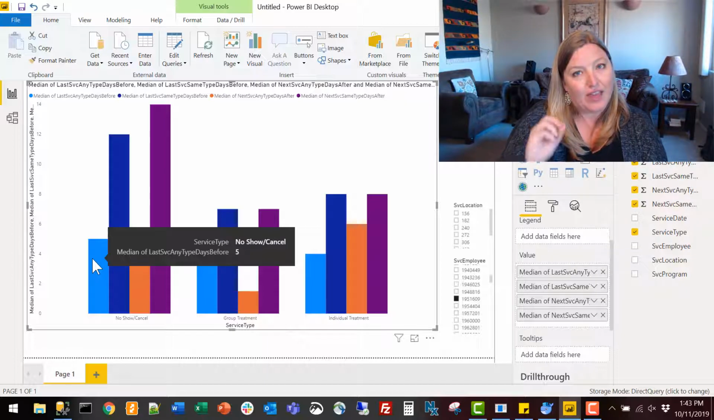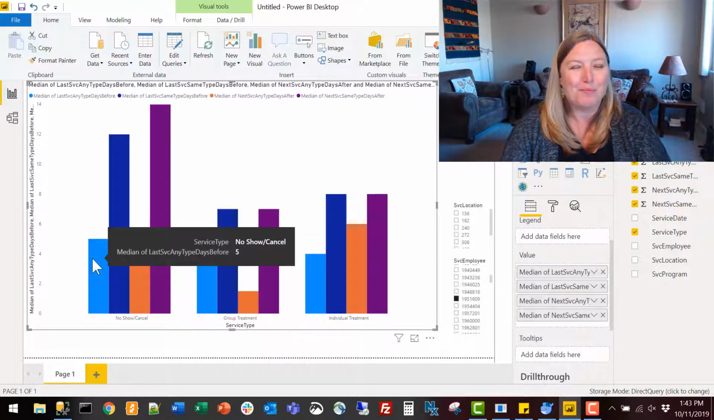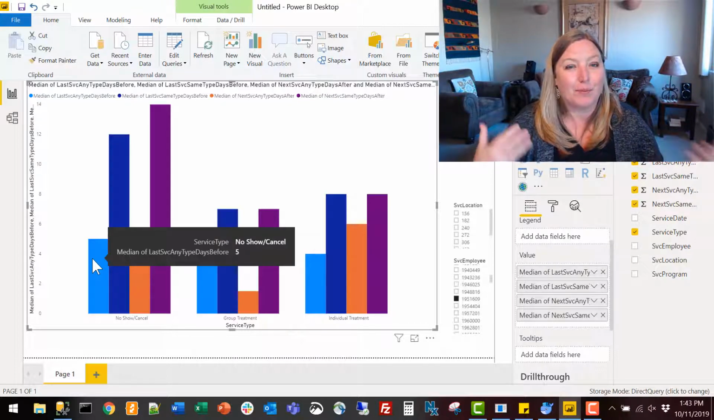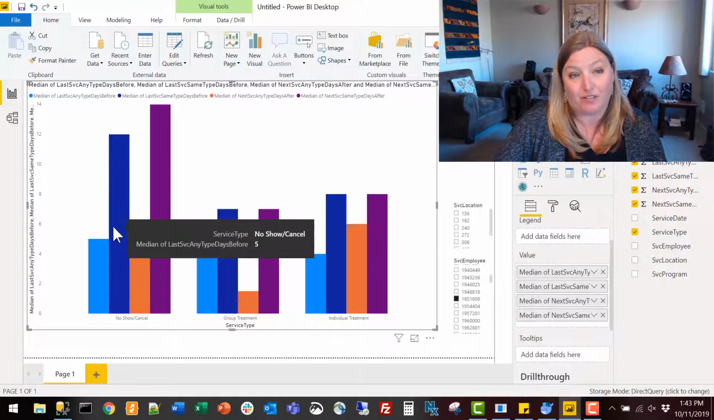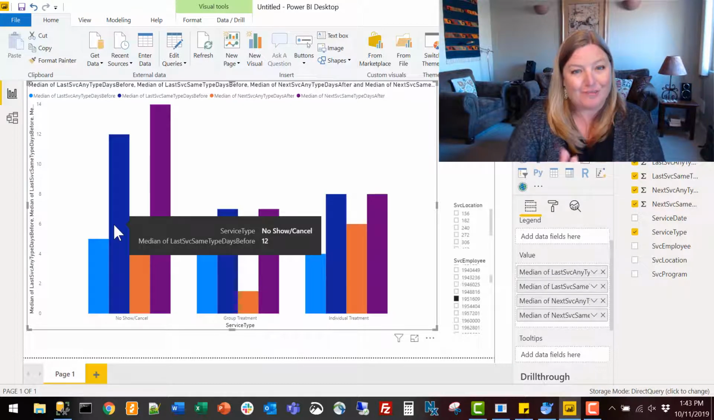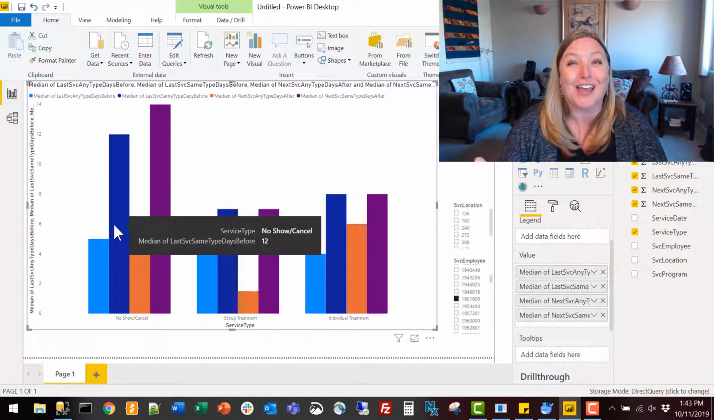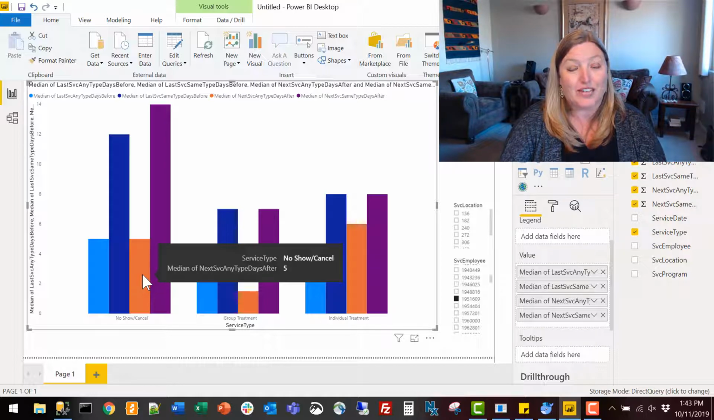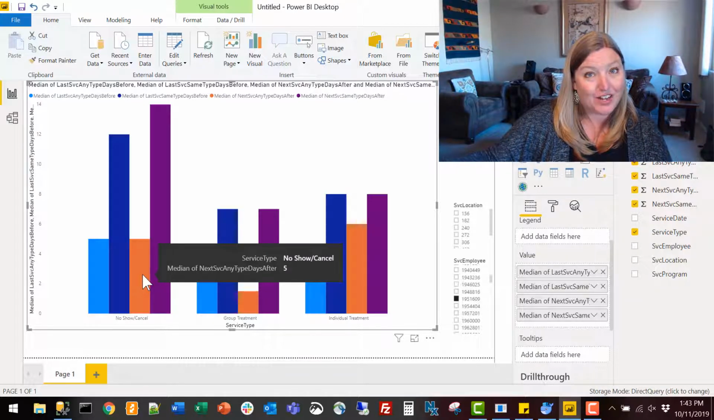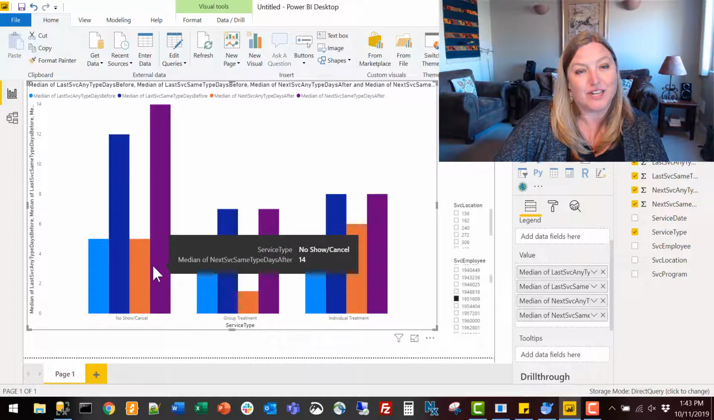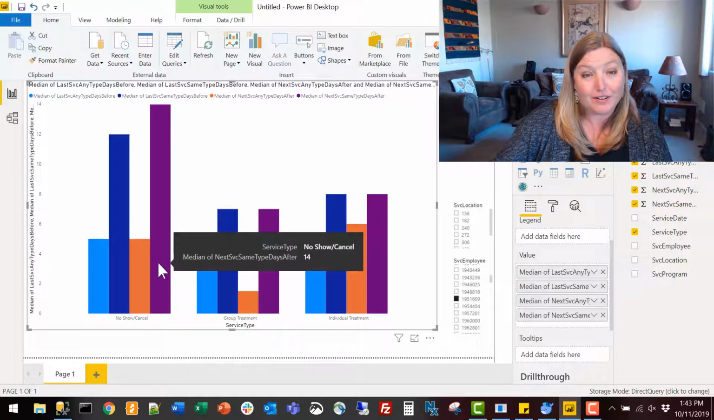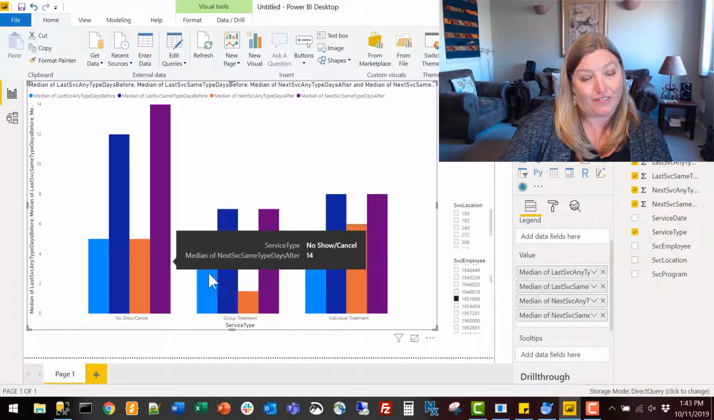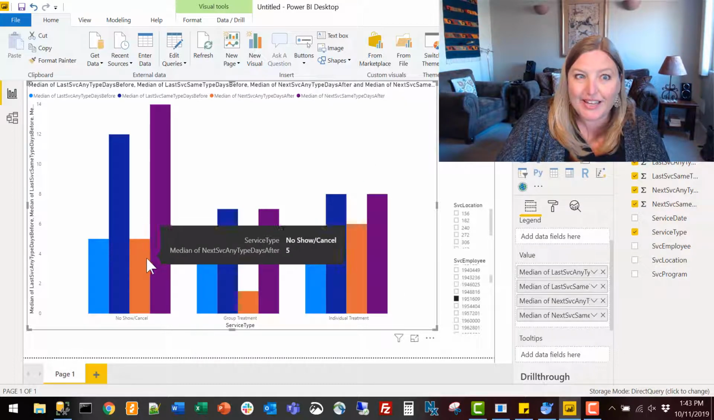So the average number of days prior to a no-show that a person had any other type of service, and the average number of days before a no-show that they had another no-show service. Same here with the average number of days forward that they had another service, and then the average number of days forward where they had another no-show service, which is really interesting.